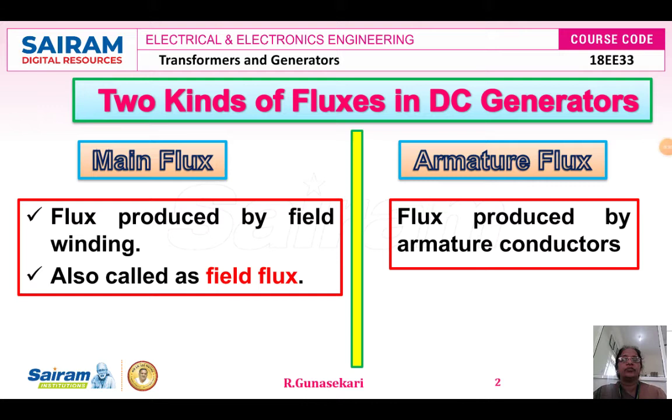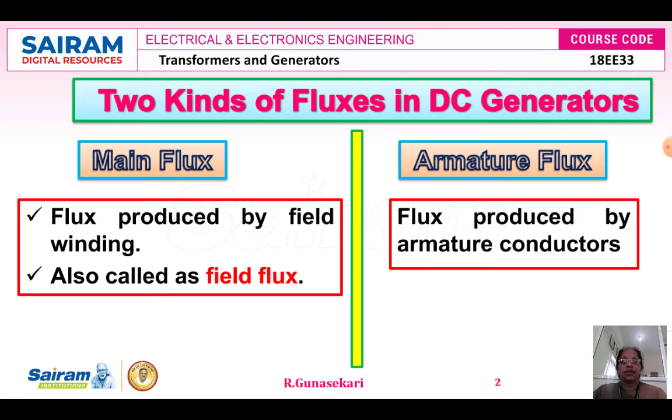Students, before we study the armature reaction of direct current generators, we know about two kinds of fluxes in DC generators and two kinds of axes in DC generators. First one is main flux. What is meant by main flux? The flux produced by the field winding is known as the main flux or field flux. The other name is also field flux.